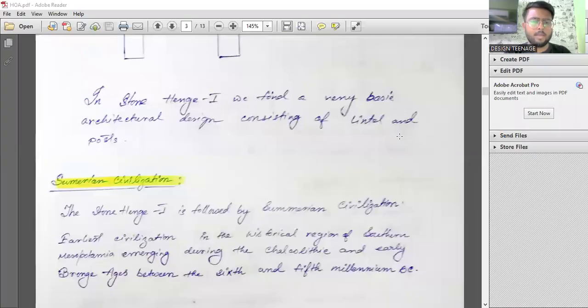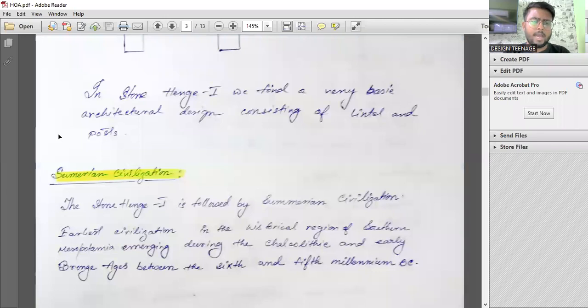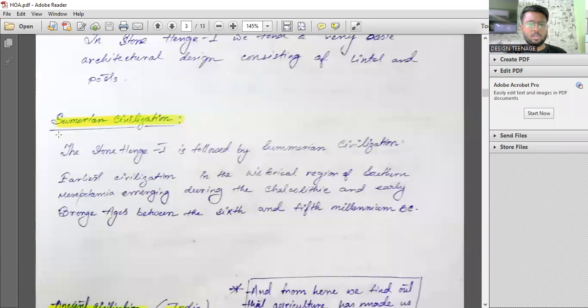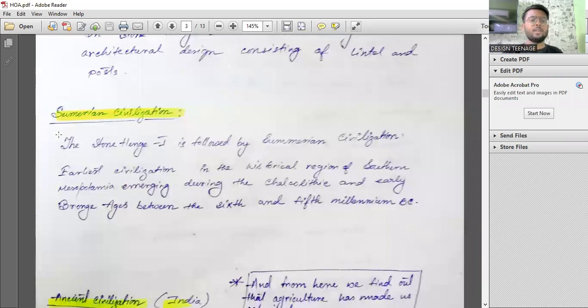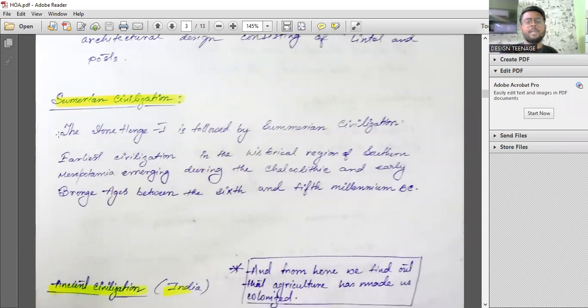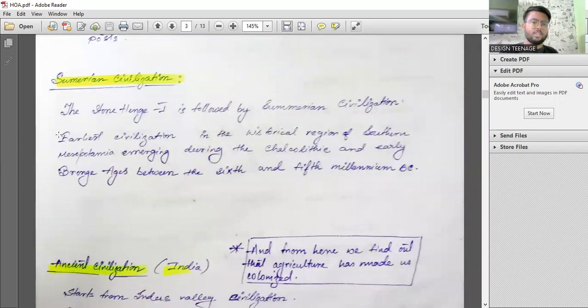So, okay, what we have now is the Sumerian civilization. What is the Sumerian civilization? The Stone Age is followed by the Sumerian civilization, and this is one of the earliest civilizations known in the historical region of southern Mesopotamia, emerging during the early ages between the 6th and the 5th millennium BC. The very first civilization which we get to see is the Sumerian civilization, just right after the Stone Age.